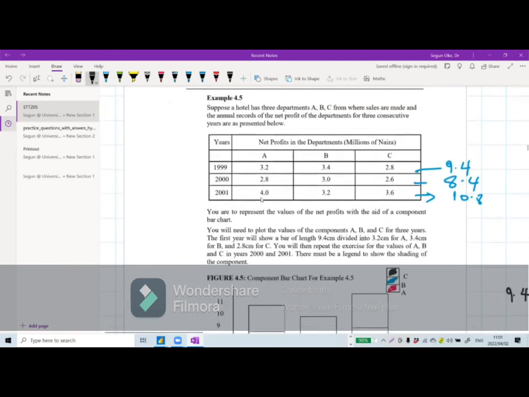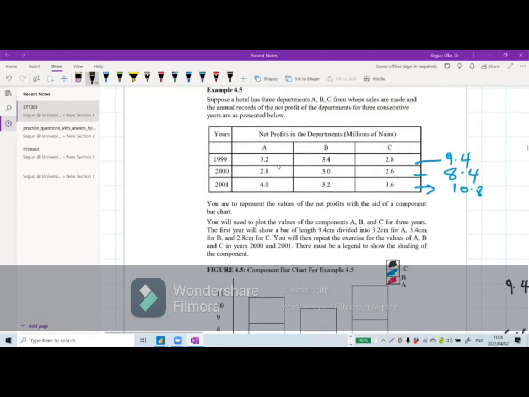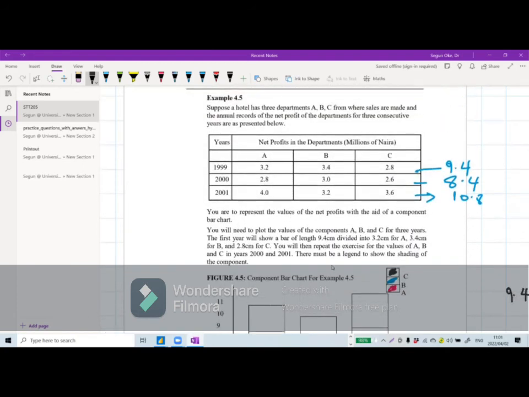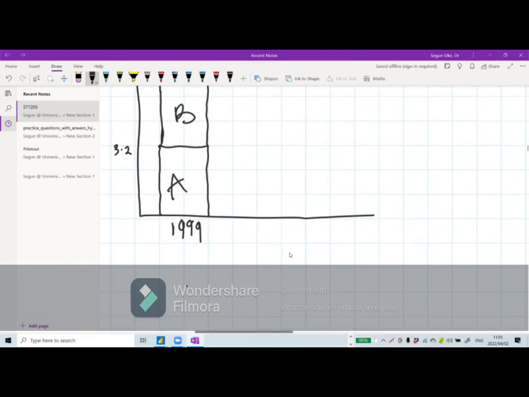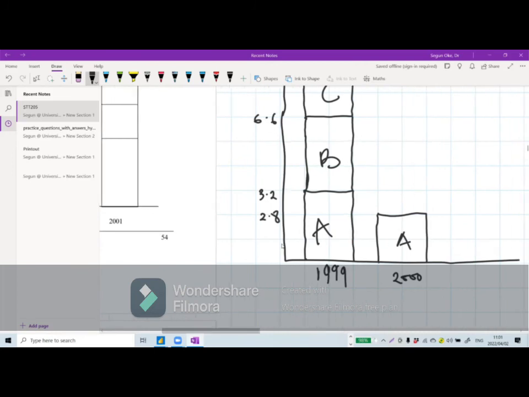Look at this one now. The last one, year 2001, is 4. Look at year 2000, is 2.8. Let's quickly do that so that you understand better. So for year 2000, we started from what? 2.8. Let's say my 2.8 is here. Don't worry, but in your own case, you have to split because you know the total value. We know the total value from here.